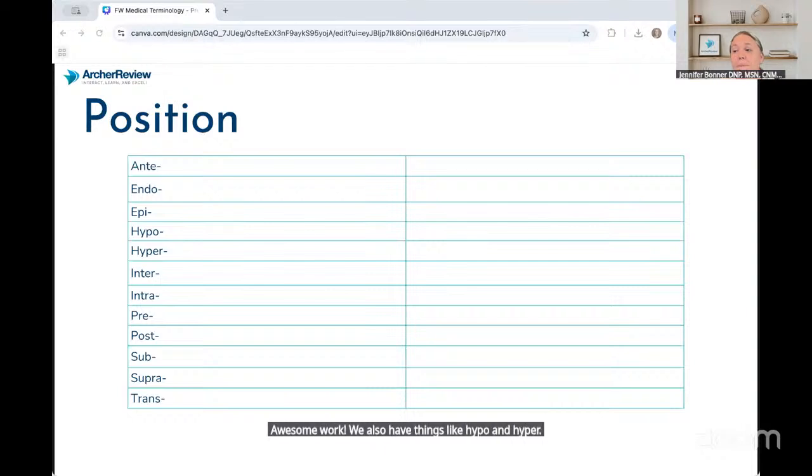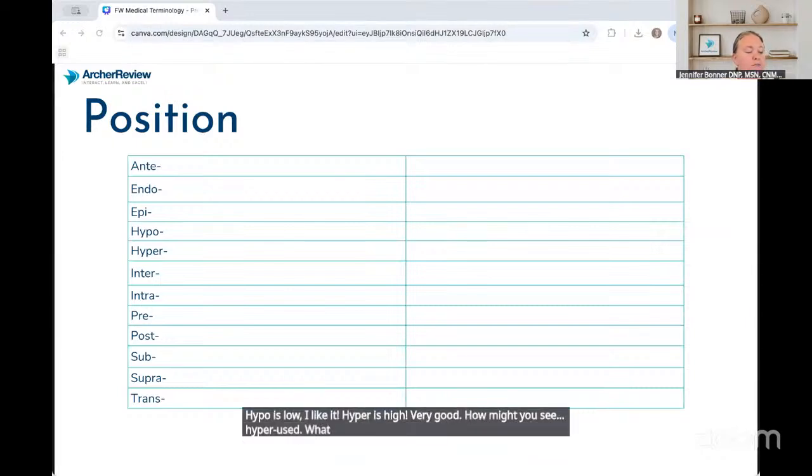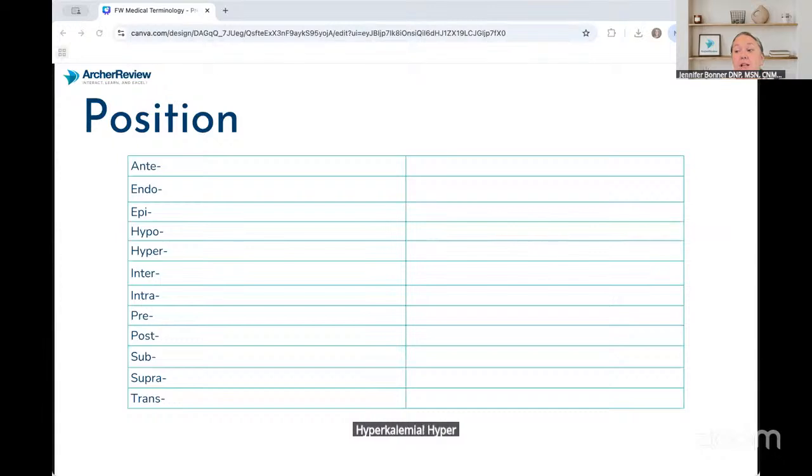We also have things like hypo and hyper. So what is hyper and what is hypo? Hypo is low. I like it. Hyper is high. Very good. How might you see hyper used? What word can you think of that might use hyper? Hyperkalemia, hypertension, hyperglycemia. You got it.